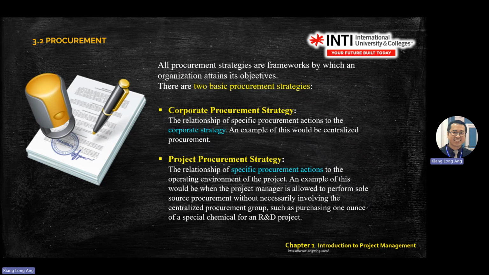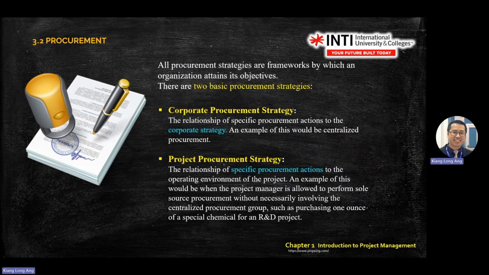Another one is project procurement strategy. You give authority to the project manager to monitor. So it depends on the culture of the company. Both also work because both also generate profit. Just now we defined what is good procurement. So as long as you make profit, then it's good.